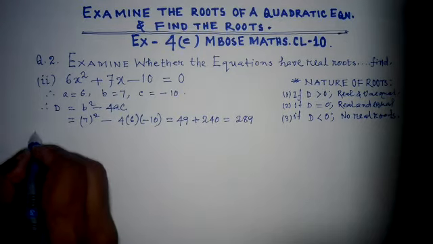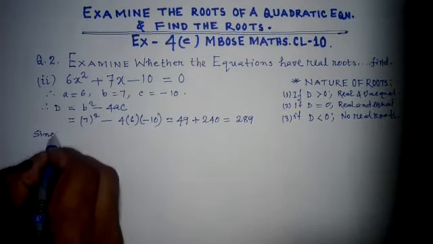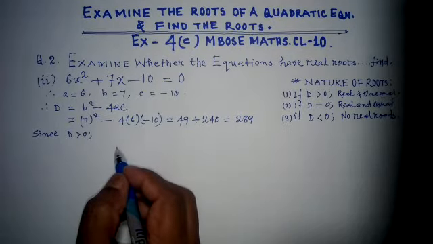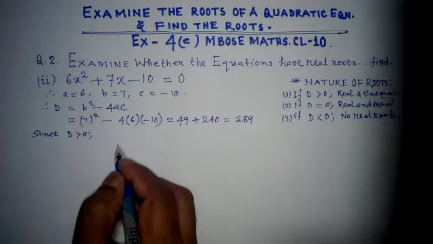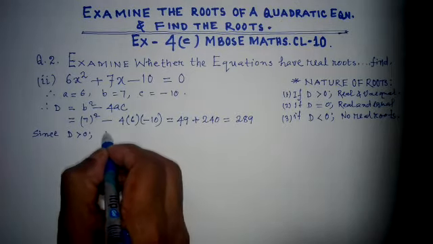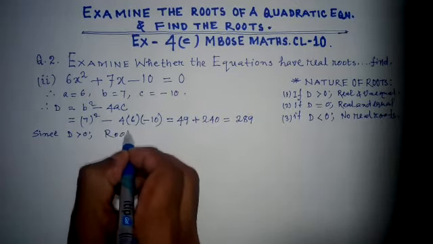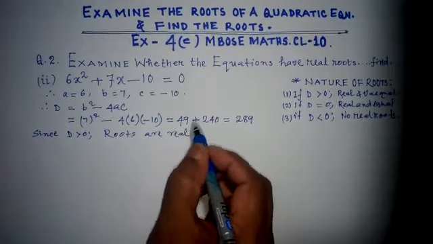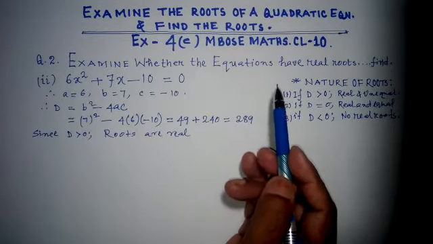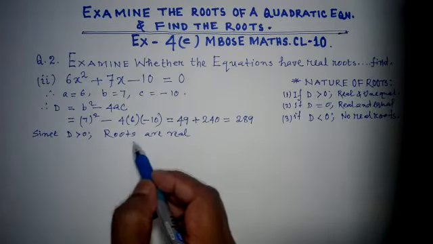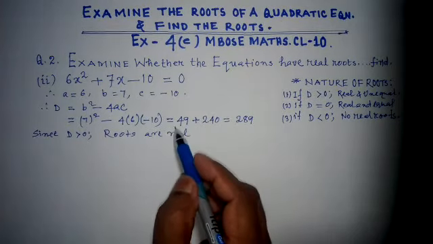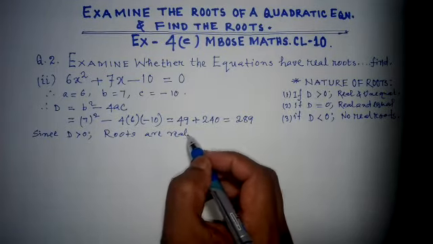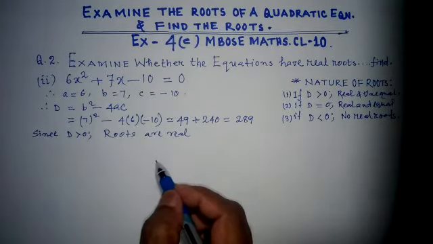So we can write here, since D is greater than 0, this equation has real roots. So we can write: roots of this equation are real. Here is the question: examine whether the equations have real roots. So yes, this equation has real roots. And if the roots are real, we have to find the values of the two roots. Finding the roots means finding the value of x.